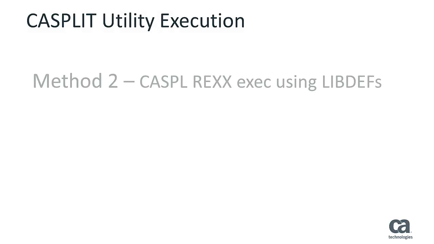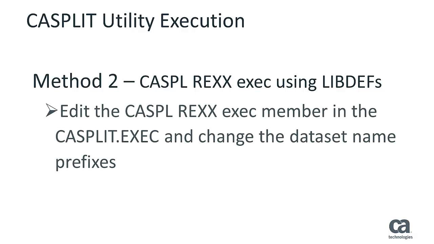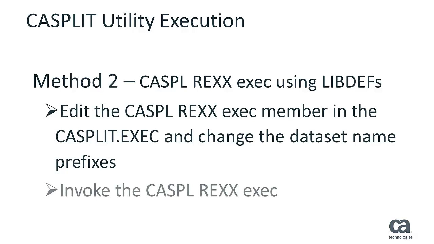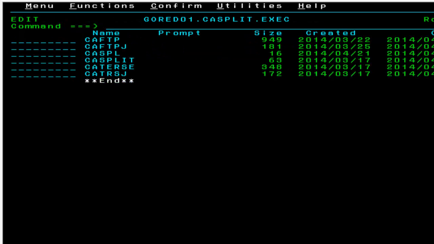The second method of executing CASPLIT doesn't require modification of the TSO logon proc. Use the CASPL REXX exec instead. It uses LIBDEF commands to allocate the files dynamically. Before you use it, you have to edit the CASPL exec member in the CASPLIT exec file and change the dataset name prefixes. So let's edit the CASPL exec.